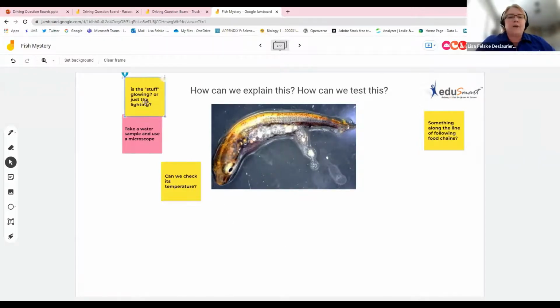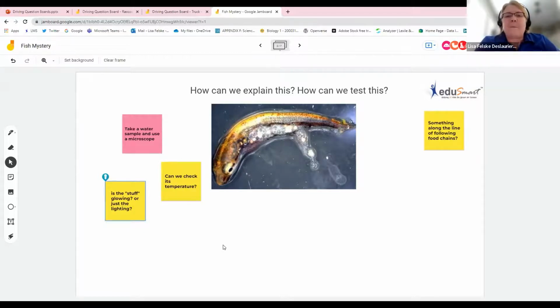Is that stuff glowing, or is it just the lighting? I didn't take the picture, but I'll answer that one. My best guess is it's the lighting. But I know what it is, so.